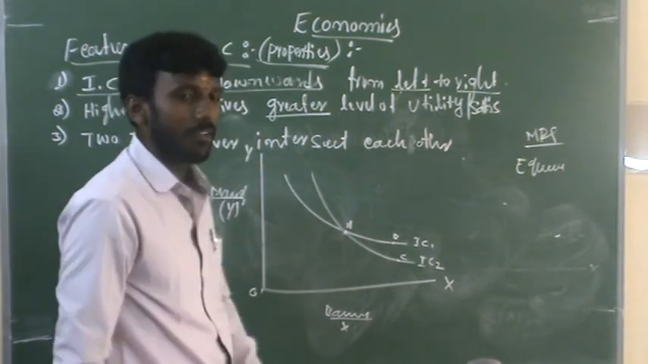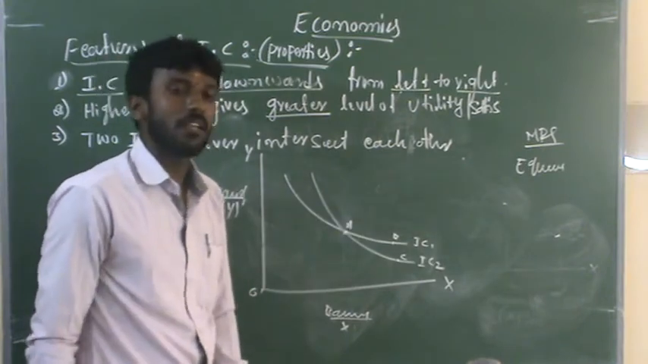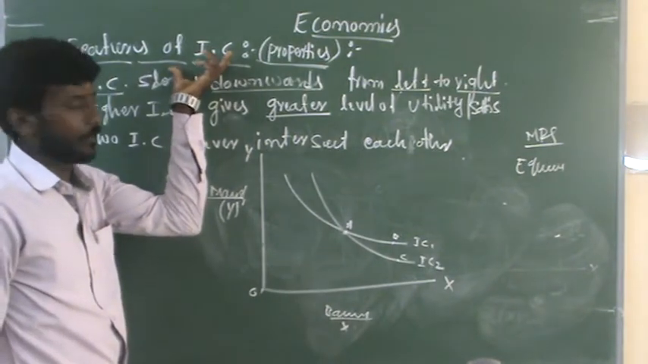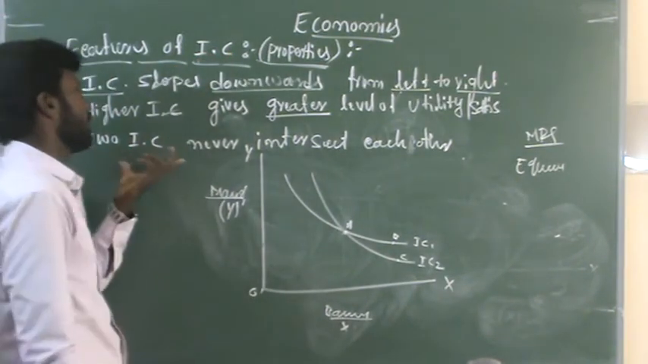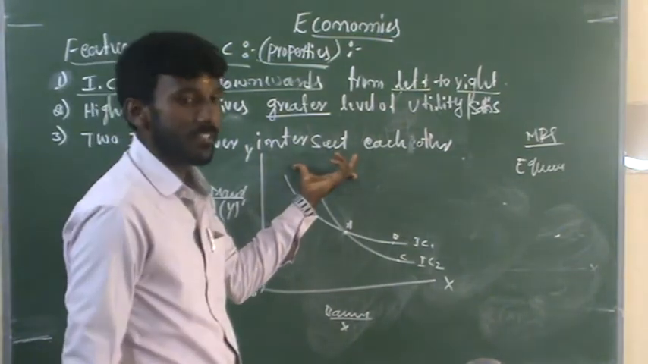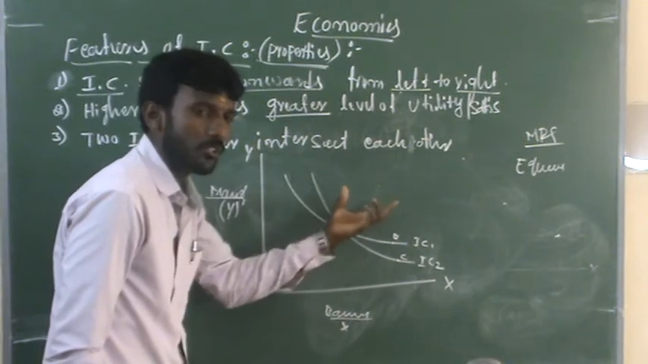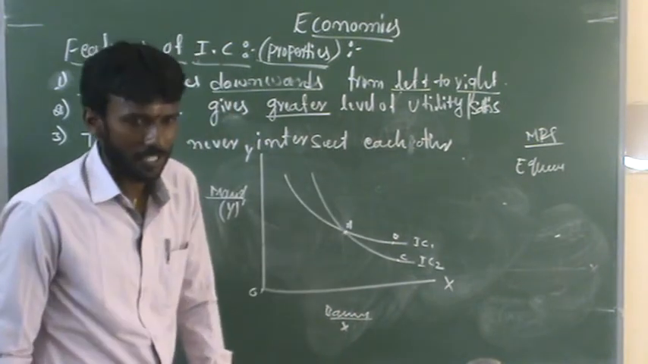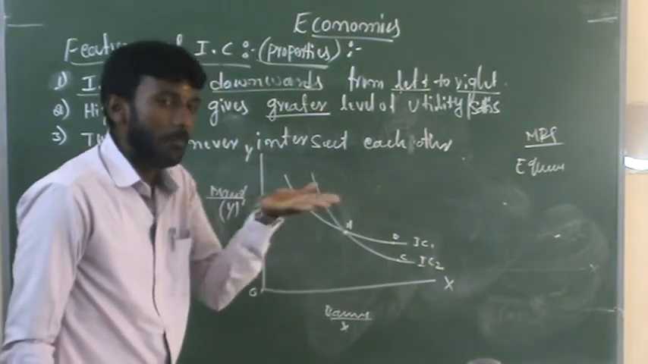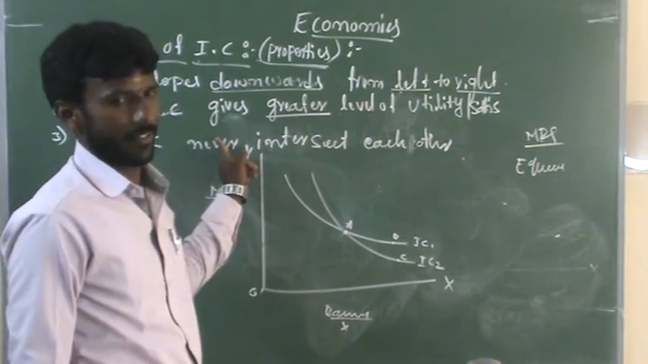It is completely opposite to the MRS. It is completely opposite to our indifference curves. So totally, that means the two indifference curves never intersect. Suppose the intersection means both curves are showing the equal level of satisfaction. That equal level of satisfaction is completely opposite to the indifference curve analysis, right.